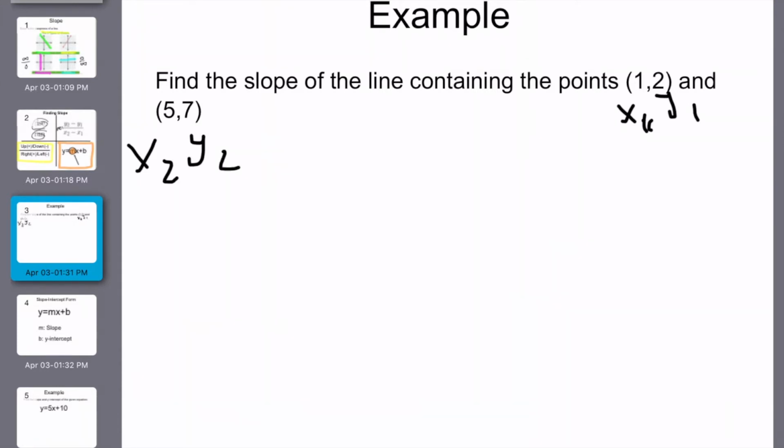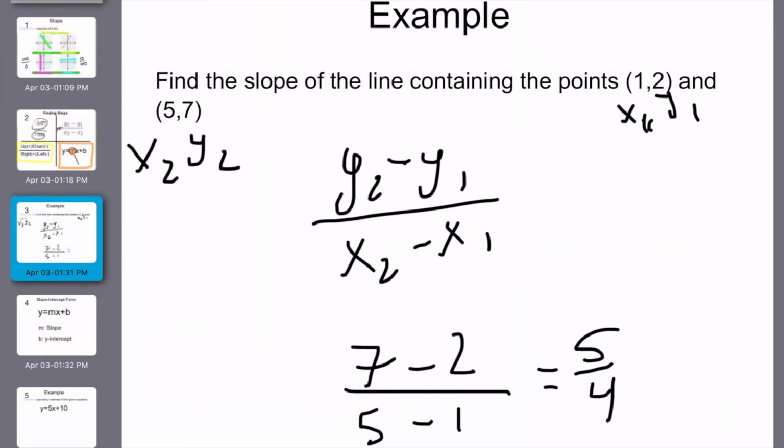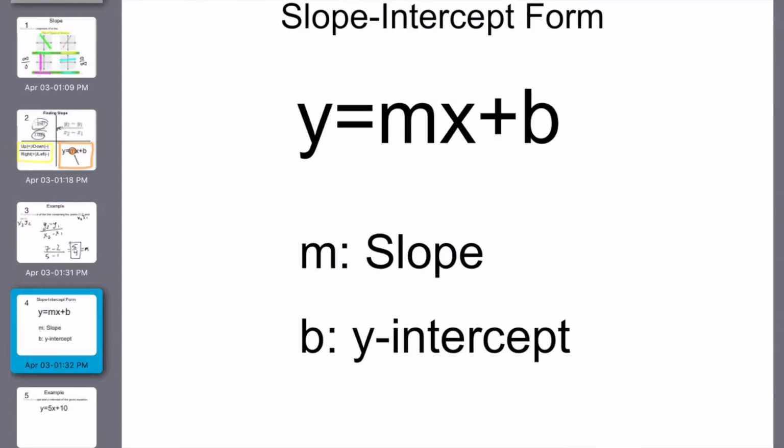So now I need to remember my formula, which is y2 minus y1 over x2 minus x1. So I have 7 minus 2 over 5 minus 1, which equals 5 over 4, and that is my slope. So the slope of this line is 5/4. Not too bad, right? Let's go to the next step, and let's look at slope-intercept form.